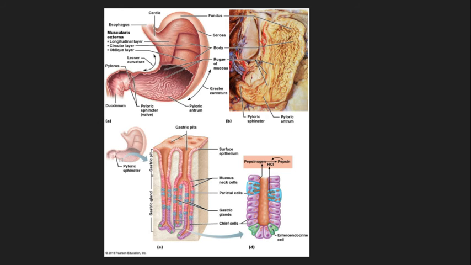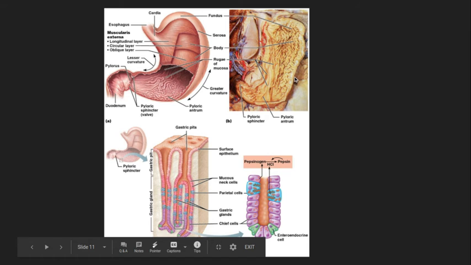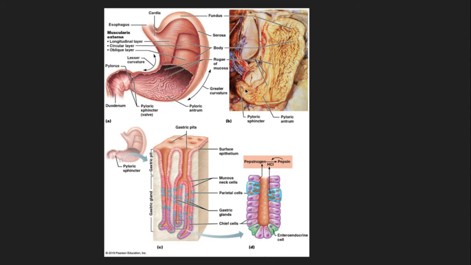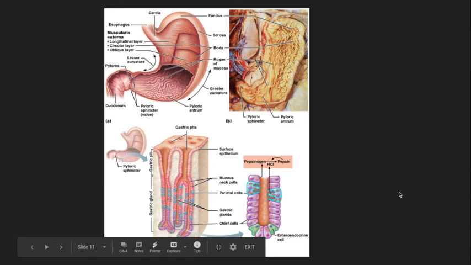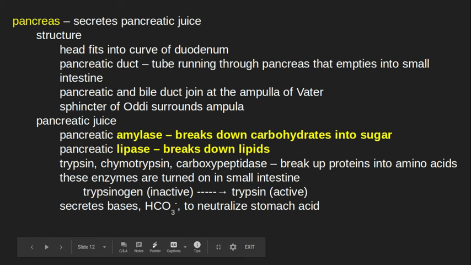And this is just showing the actual stomach, a real picture, and then the diagram. And then this is showing if we took a little piece out of the stomach and looked at it microscopically, that's what it would look like. Okay, as far as your pancreas, it secretes pancreatic juice. As far as the structure, the head fits into a curve of the duodenum.